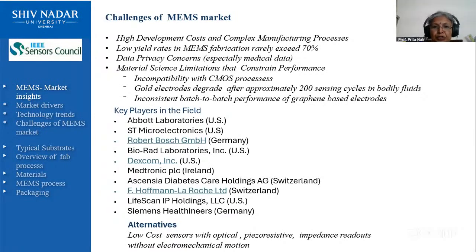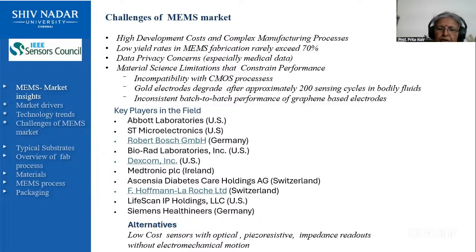So you might have material science limitations. Some materials which you would really like to use may not be compatible with the CMOS process. If I look at biological processes, you may use gold electrodes, but after a few hundred, 200, 300 cycles in contact with bodily fluid, it might degrade. Right, so there are issues there, and I've just given you a list of certain companies: ST Microelectronics, Robert Bosch, etc. They have diversified in applications in different fields. The rest of them are mostly concentrating on biomedical applications.